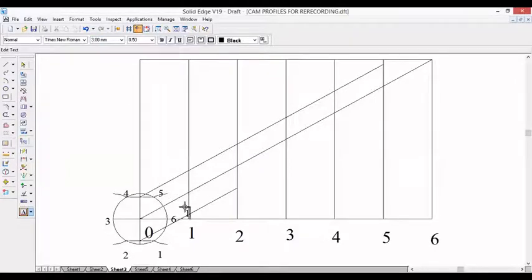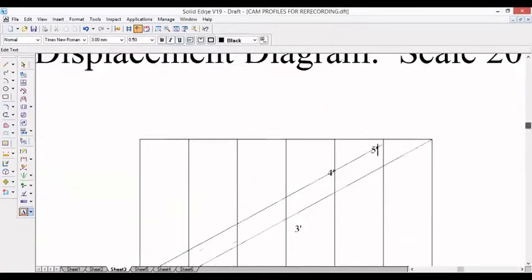So this is 1 dash, and similarly this 2 and the inclined line 2 gives us the 2 dash. 3 and the 3 inclined line is here, 3 dash. 4 vertical line and 4 horizontal line, 4 dash. 5th vertical line and 5th horizontal line, 5 dash. And finally 6 dash will be at the top. So this completes the outstroke.